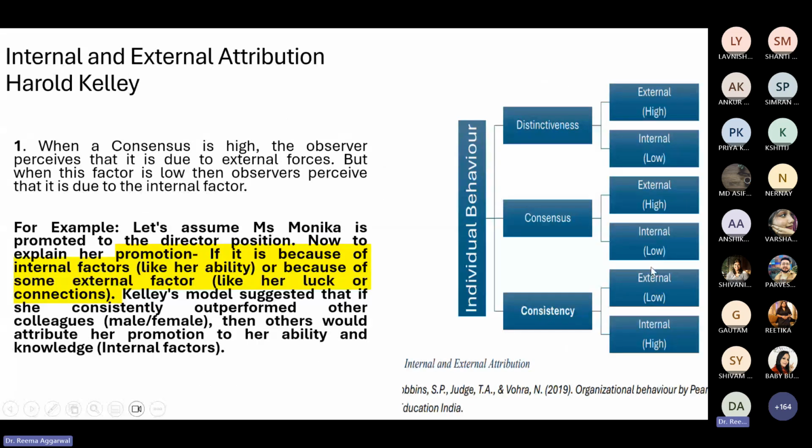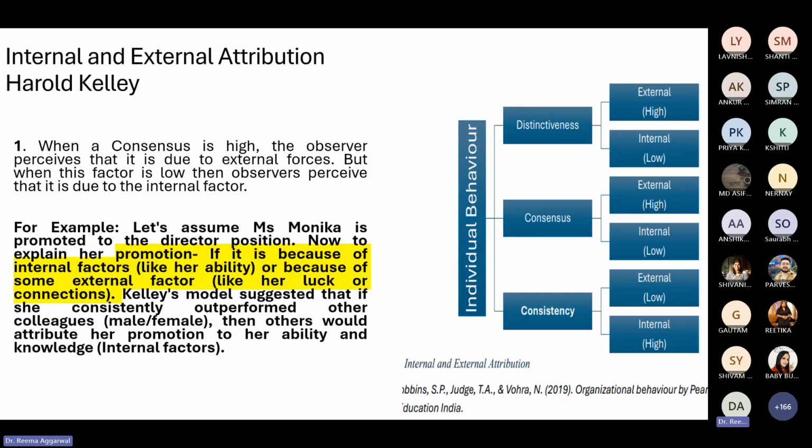Look at this diagram. This diagram says that if distinctiveness is high, then the individual's behavior will be attributed to an external factor. If consensus is high, then again the individual's behavior will be attributed to an external factor. But if consistency is high, then behavior will be attributed to an internal factor. Let us understand each one of them using an example.